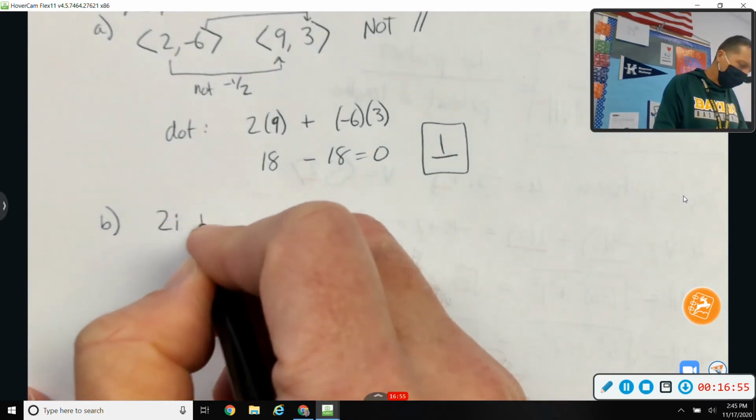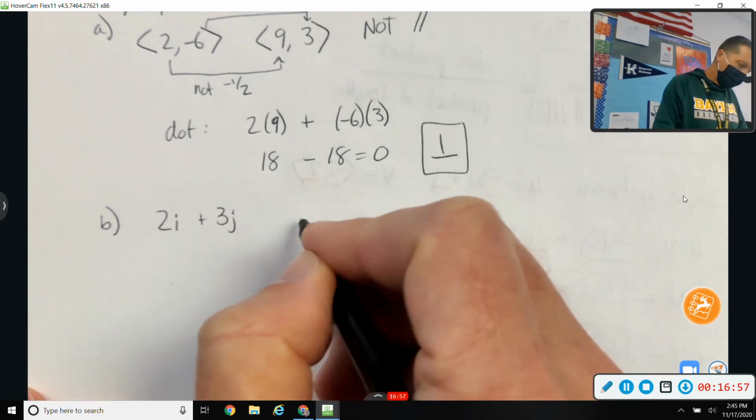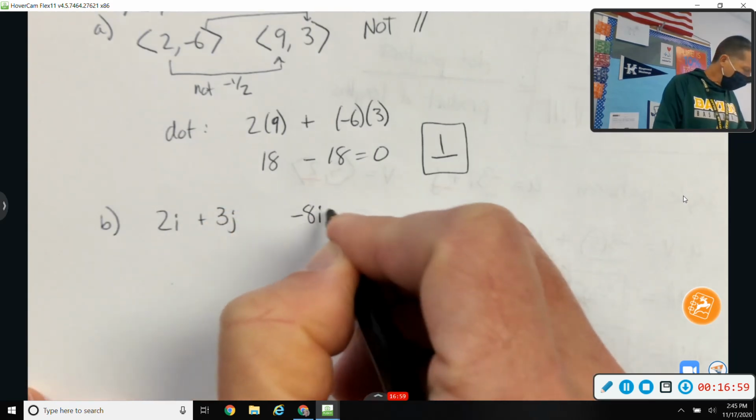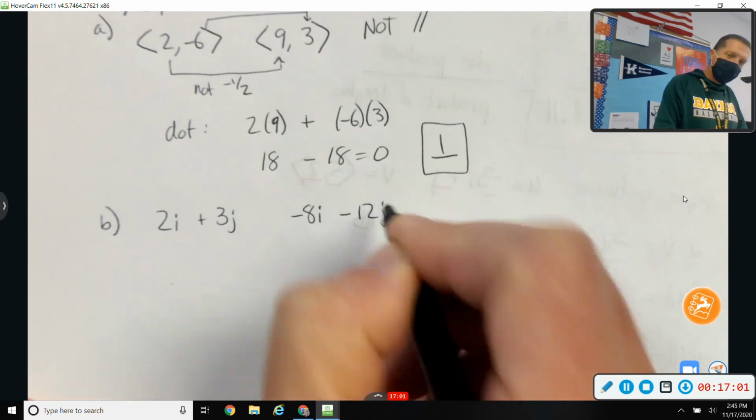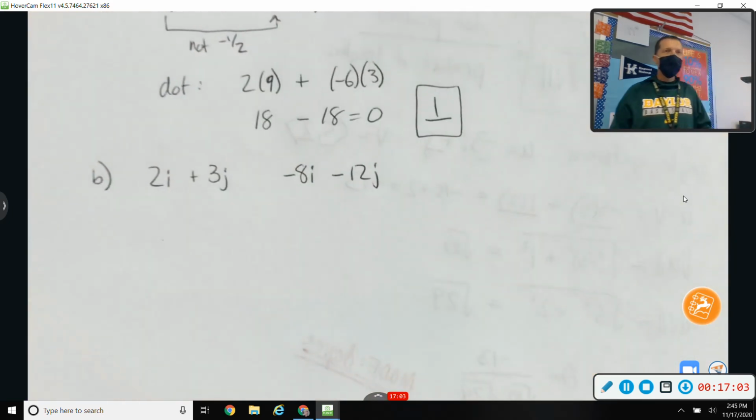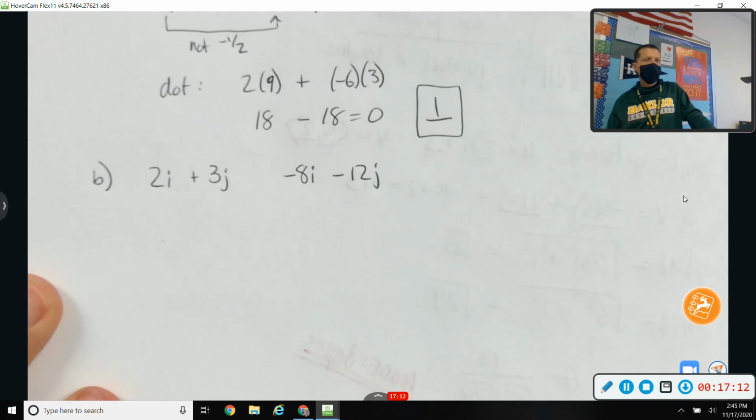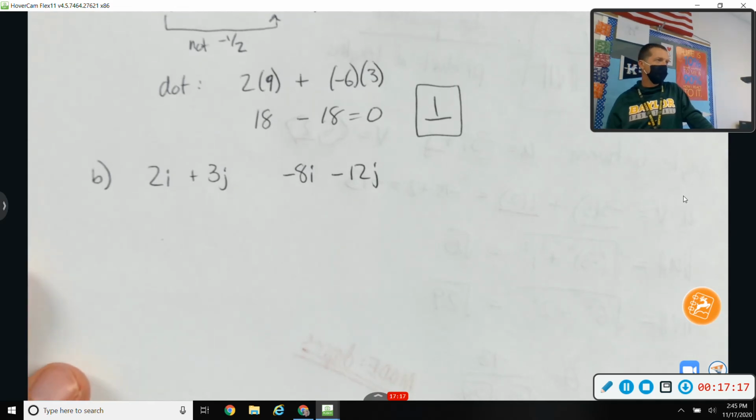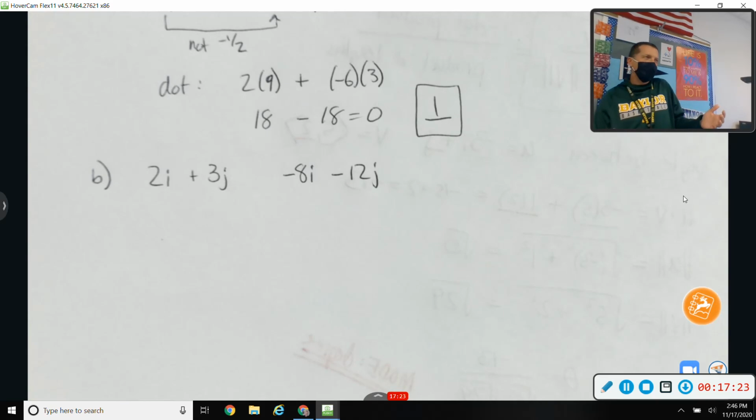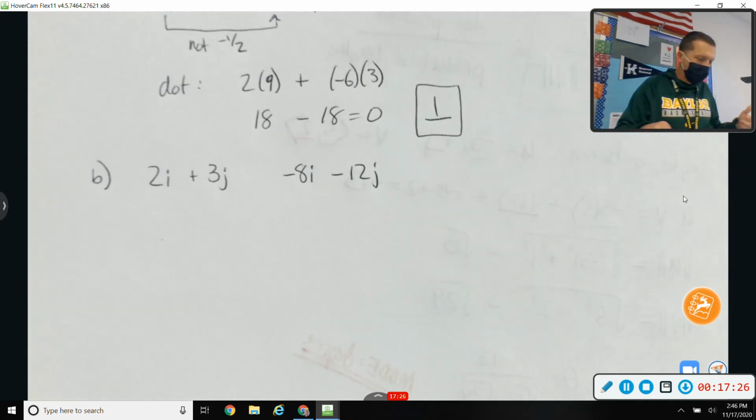Last one. 2i plus 3j and -8i minus 12j. Parallel, perpendicular, or neither. Is it what we just did, the shortcut way? Yeah, the long way is to find the angle for all of them, which is fine. It still works, but it's a little bit more work. You've got to know the shortcut, but it saves you some time. So it's kind of your call whether you want to do the shortcut or not.